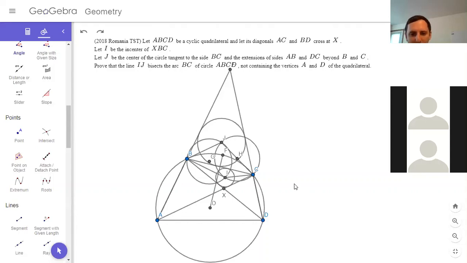We need to show angle GBF equals angle HCF. Wonder if that's obvious somehow by an angle chase. I think it might be.